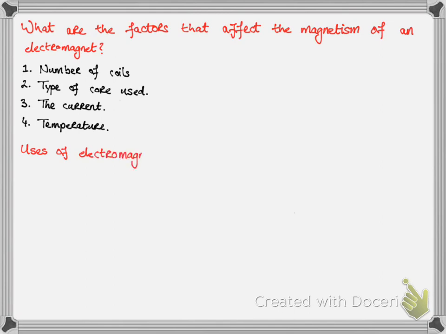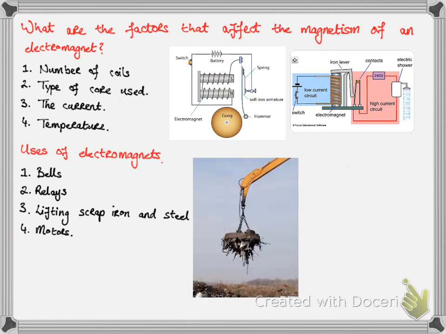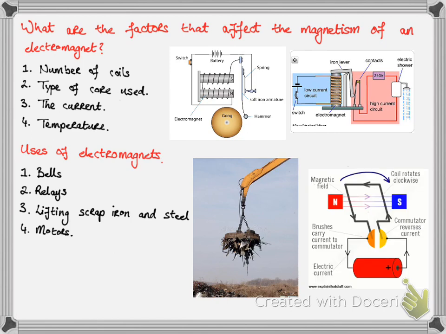And finally, some uses of electromagnets. The first one is in bells. So like the school bell, it can be used through an electromagnet. Second is in relays, which is a safety device allowing us to use low current circuits to turn on high current circuits in a safe manner. The third one is lifting scrap iron and steel. And then the last one is motors, which we will have another video on.